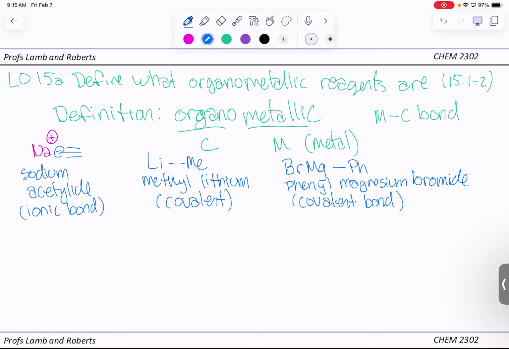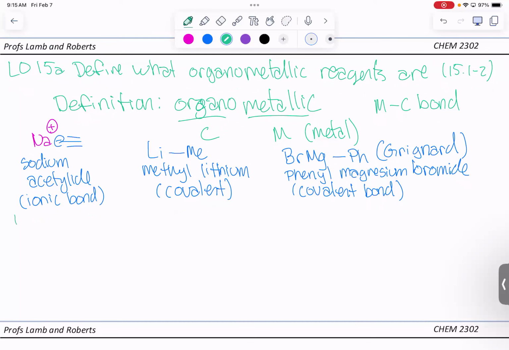So again, I don't really like the names of things because they're not very descriptive. I prefer calling this phenyl magnesium bromide, but in ALEKS or your book you might hear this referred to as a Grignard reagent. It's not pronounced Grignard, it's Grignard. It's like French or something, I don't know. All right, so this brings in actually a sort of bonus learning objective for us. Learning objective 15B is to rationalize the reactivity of metal-carbon bonds using electronegativity trends.